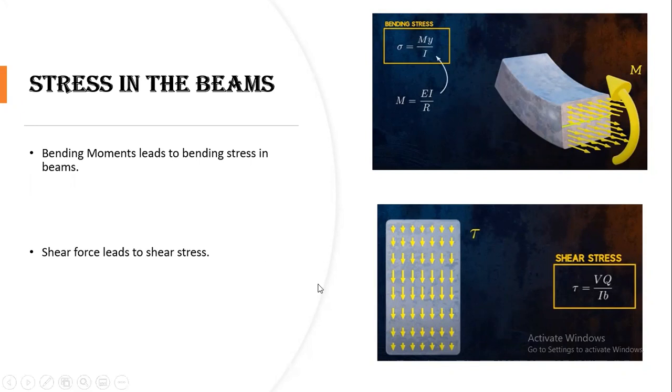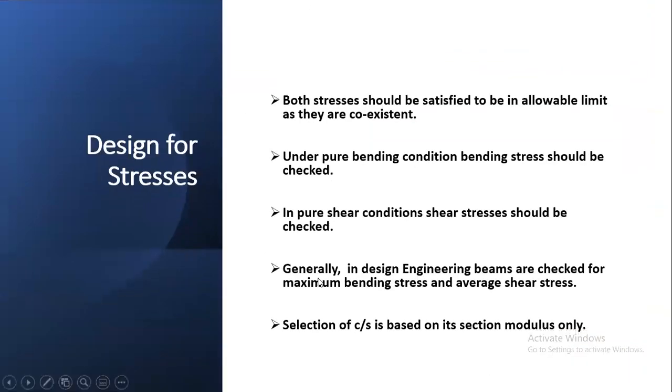Now, if we go ahead, what is happening in the design for the stresses? As both shear stresses and bending moment are generally coexistent in nature, a beam should be designed to check that both the shear stresses and bending stresses are within the allowable limit. But in the case of pure bending, that means a beam subjected only to bending moment and zero shear force, a constant bending moment with zero shear force, that condition in the beam is called the pure bending condition. At that time, we can check only the bending stresses in the beam.